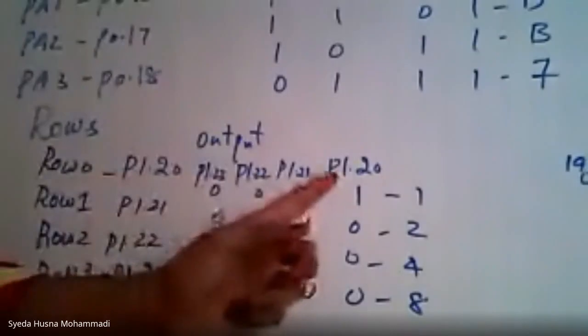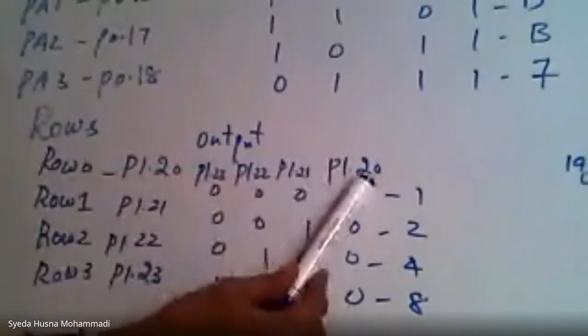So rows, we are setting in the direction of output. Columns in the direction of input. Rows will be connected in the direction of output here. So I'll start writing from here: port 1, pin number 20, 21, 22 and 23. You have all seen from the PCB design that the cathode part of your diode is connected to the row and the anode part of the diode was connected to your column. So in order to activate the column, we are placing the value as 0. For row checking, we have to place the value as 1.